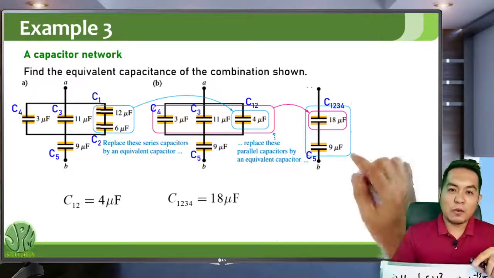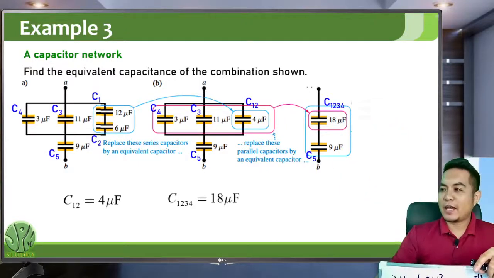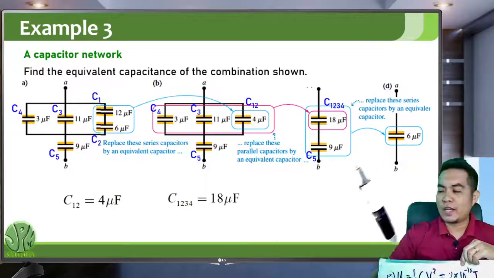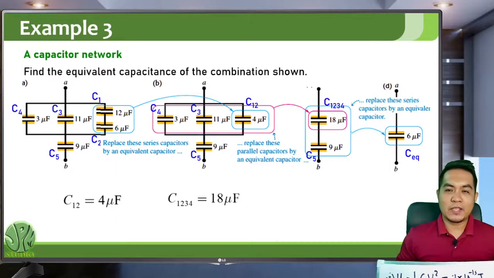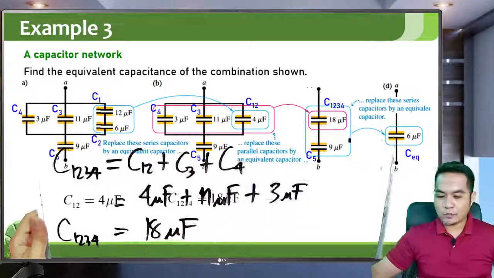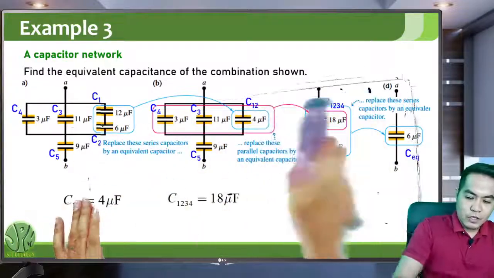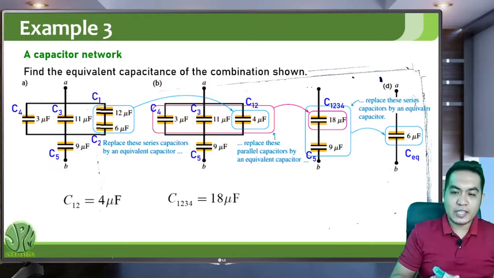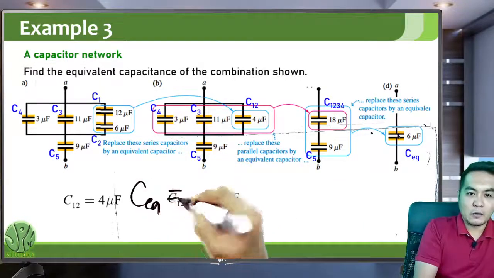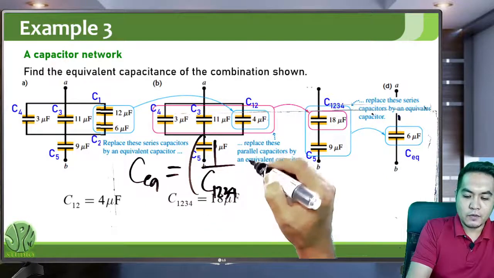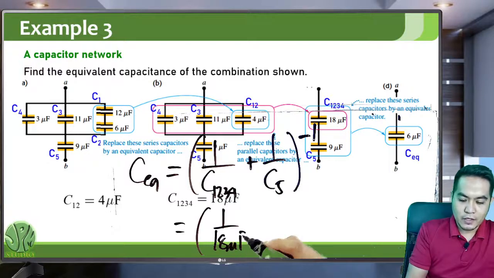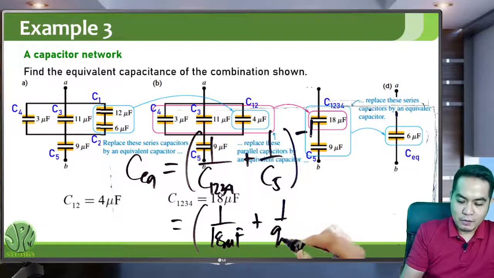Okay, now finally, we are down to 2 capacitors in series, and we can now combine these and get the equivalent capacitance of this whole network here. So this whole network is just equivalent to this final equivalent capacitor. Instead of naming your final equivalent capacitor as C12345, we just use C equivalent. For that last part, since it's just 2 capacitors connected in series, we use the series formula. So the equivalent capacitance will be 1 over C1234 plus 1 over C5, and take the inverse. So you get 1 over 18 microfarad plus 1 over C5, which is 9 microfarad.